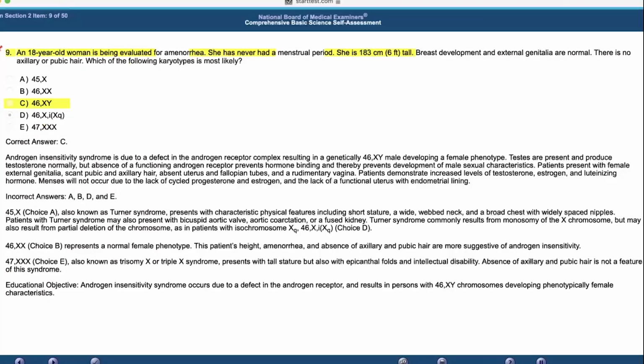I never thought about it from the model perspective. For that presentation, they always say it's a taller girl, with no hair, with breast development, and of course they're infertile and can have undescended testes. So that's the classic picture of androgen insensitivity.